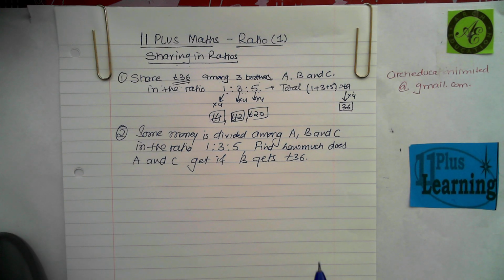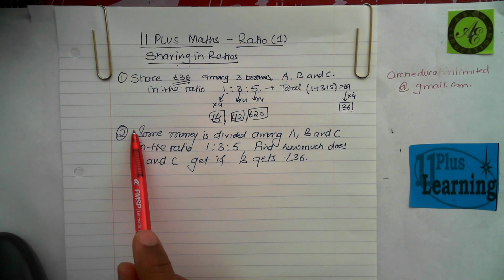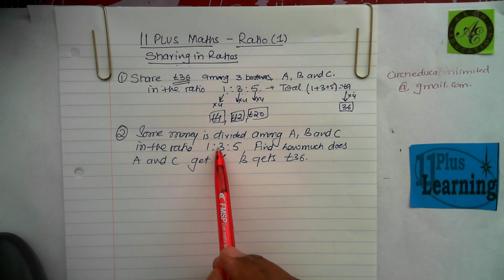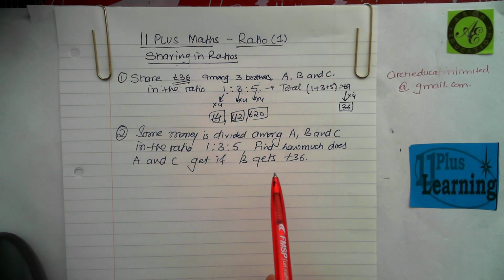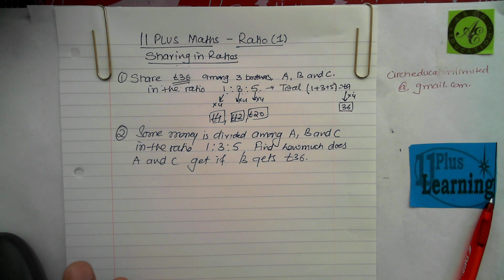The second question is this. Take your time to read it; you'll see it has the same numbers 1, 3 and 5 in the ratio and £36. Then try and figure it out. I'm going to pause the video and see if you get the same answer as the previous one.